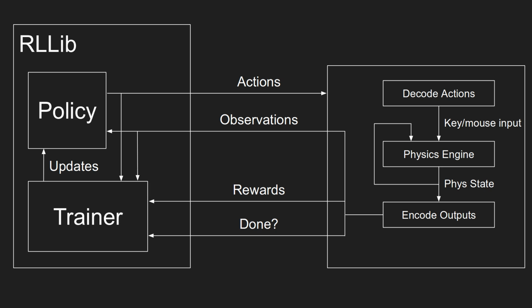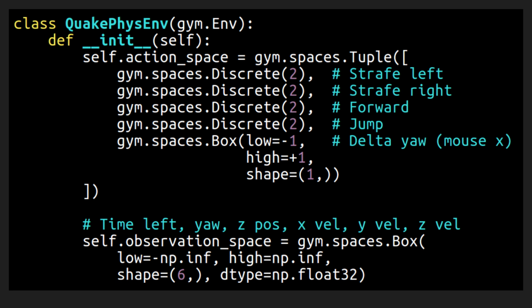I set the done flag at 720 steps, or 10 in-game seconds. So in order to maximize reward, the agent should learn to travel as far as possible in that time. In practice, the environment is implemented by subclassing gym.Env, which is a standard interface provided by OpenAI. The environment must define an action space and an observation space, which specify the format of the actions passed into the environment and the observations passed out. In other words, it defines the interface between the policy and the environment.